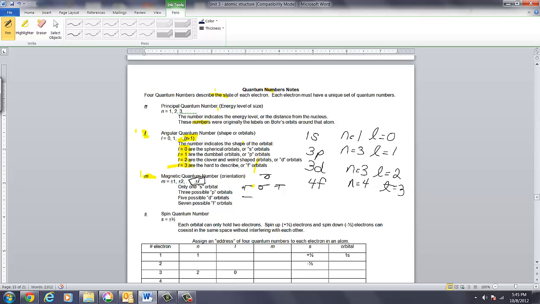If I have d, d's have 5 lines. My d L is a 2, so my range would be +2, +1, 0, -1, -2.